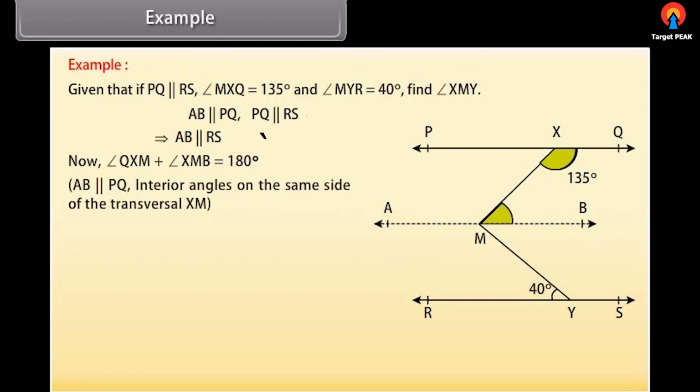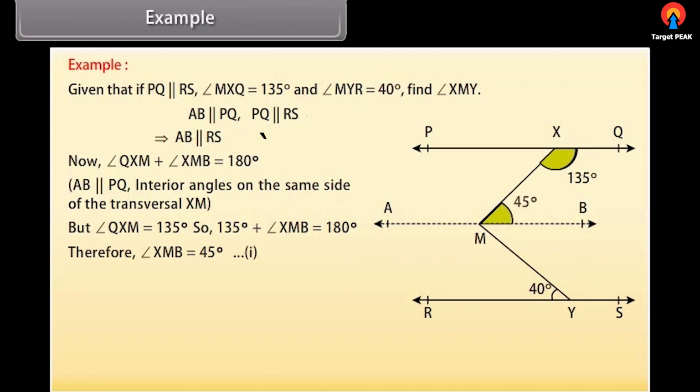AB is parallel to PQ, so interior angles on the same side of the transversal XM are supplementary. But angle QXM is equal to 135 degree, so 135 degree plus angle XMB is equal to 180 degree. Therefore, angle XMB is equal to 45 degree.